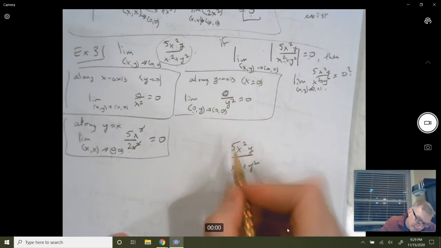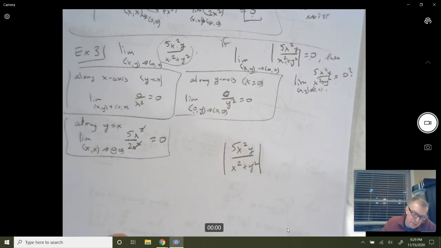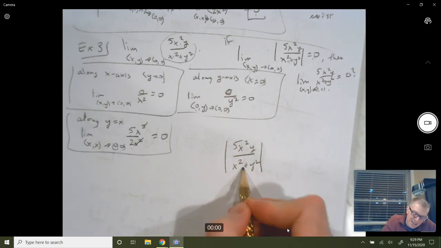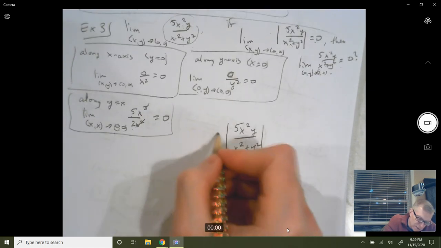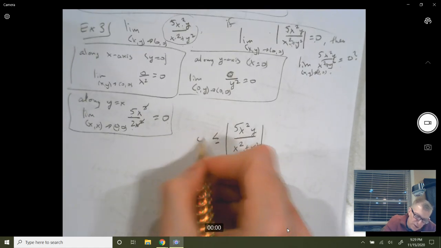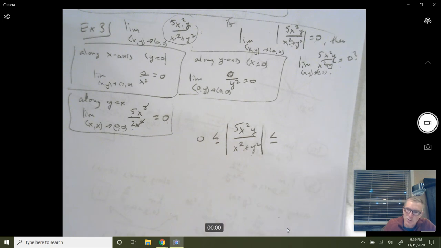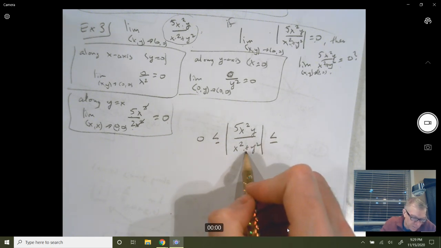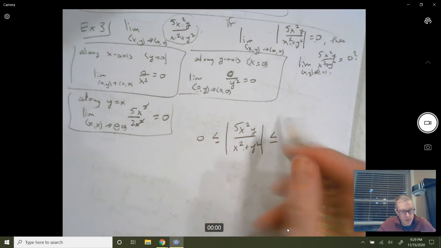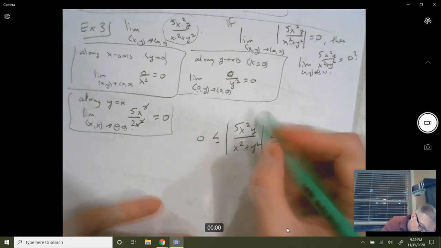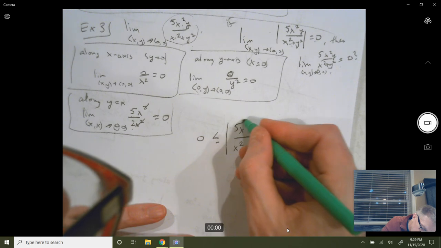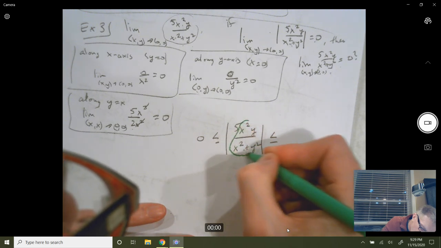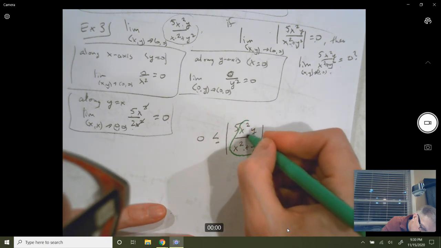Okay, so I'm going to take this thing. I'm going to prove that this limit goes to 0. And since we have this thing as an absolute value, we know that's greater than or equal to 0. We also know it's less than or equal to... Let's think about pulling something out of this function. Let's just look at this thing in here: the x squared over x squared plus y squared.